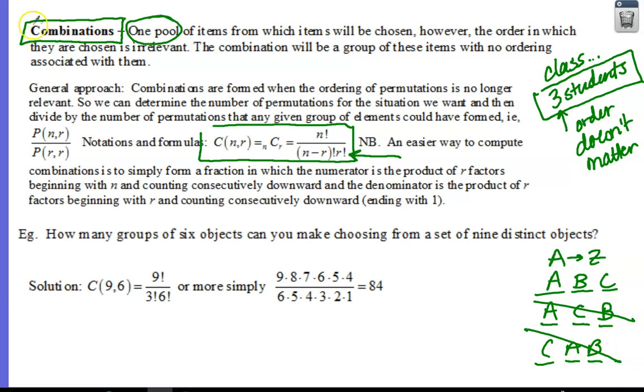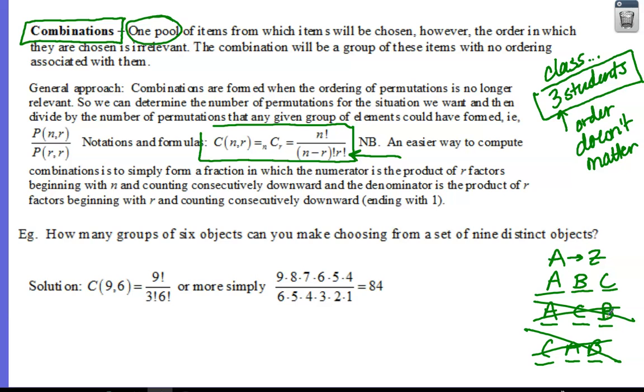So combinations are a much smaller set of data than permutations because you lose all the other versions where they're mixed and matched. So again, we'll talk about that. By dividing by this r factorial, you basically get rid of your repetitive ones, the ones that are the same but in a different order.